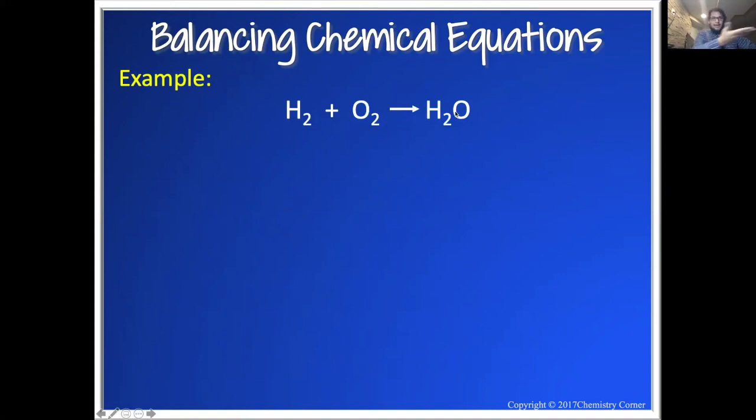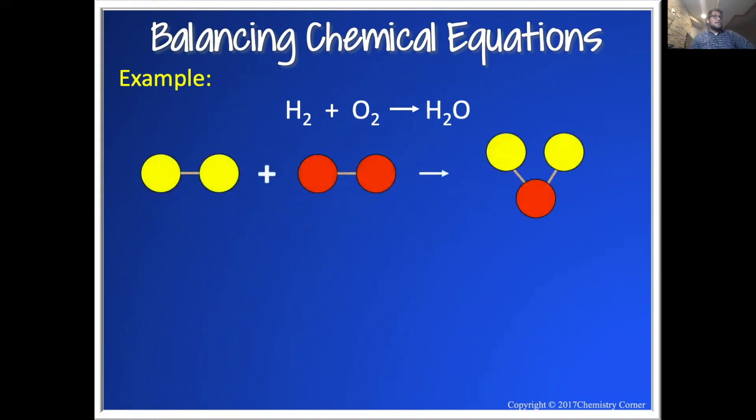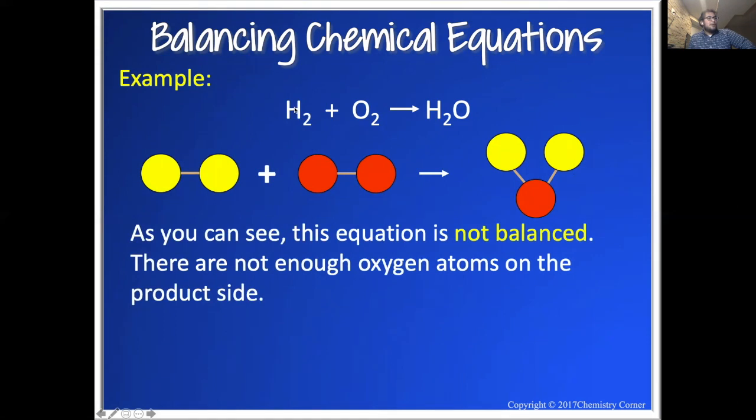If someone asks you, it's written down, but how do I say it? H2 plus O2 yields H2O. Okay, so then we take a look here. We've got H2 on the left, 2 hydrogens bonded together into a molecule. Then we've got O2, oxygen, same deal, bonded together in a molecule.